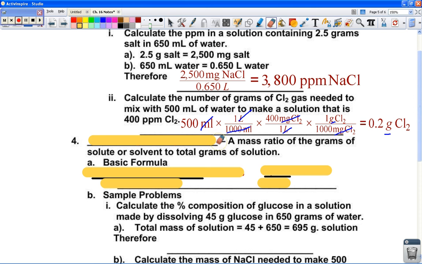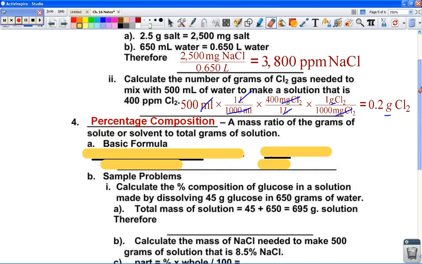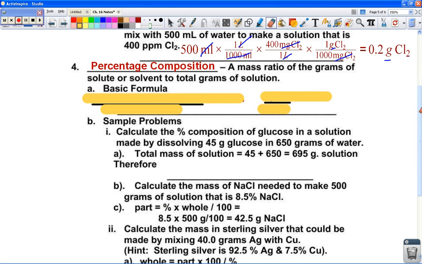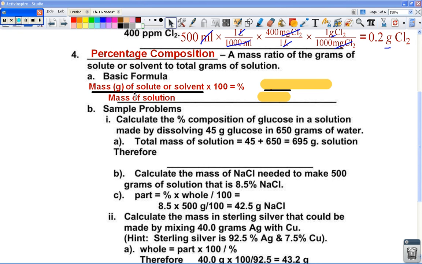Okay. Finally, we have percent composition. This is just a mass ratio of the grams of solute or solvent to the total grams of solution. So the basic formula is this. It's the grams of solvent or solute. So that's not right. Oops. Okay, so I totally lied. That is right. We're looking for the percent composition. It can either be a percent composition of solute per solution or a percent composition of solvent per solution. And it's by mass.